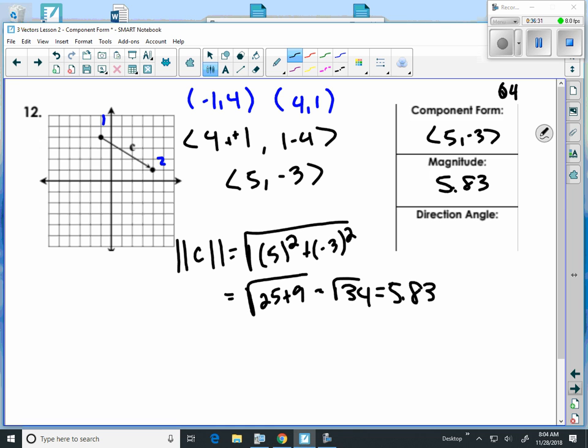Okay, now that we're in quadrant 4, what are we going to have to add to our angle? What do we have to add to our angle? Y'all are so talkative today. What are we going to add? 360. We're in quadrant 4, so we're going to add 360.